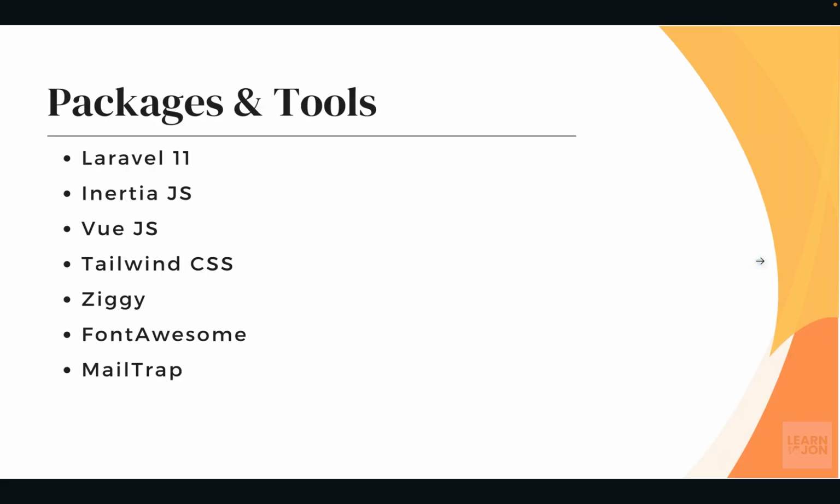In terms of packages and tools, we will use, of course, Laravel, Inertia, and Vue. We will use Tailwind for our styles and the Ziggy package, which allows us to use the route function inside the Vue components. We will also have icons, and for that, we will use Font Awesome. Also, we will be testing out sending emails, and for that, we will use MailTrack.